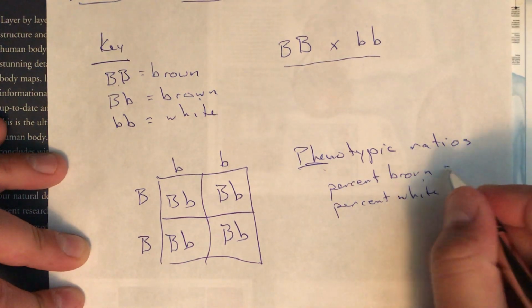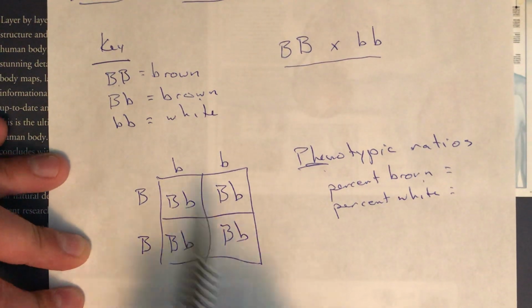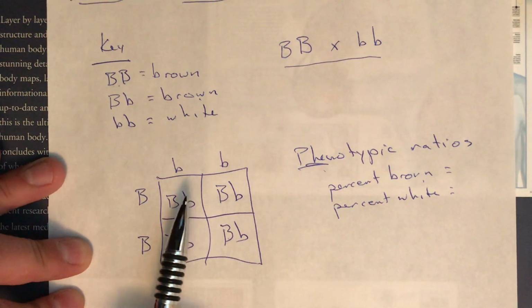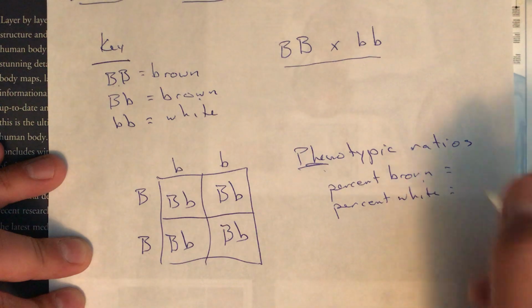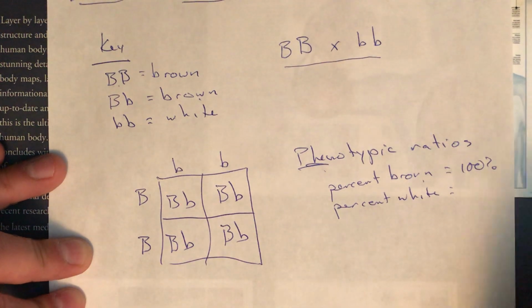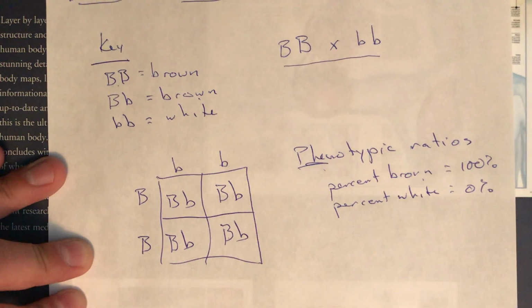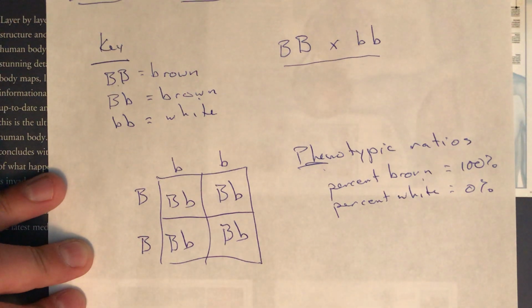And if you look at this Punnett square and you go back to your key and compare, it looks like every single one of these cats is going to be brown. So therefore, 100% brown. We have 0% white cats in this particular generation.